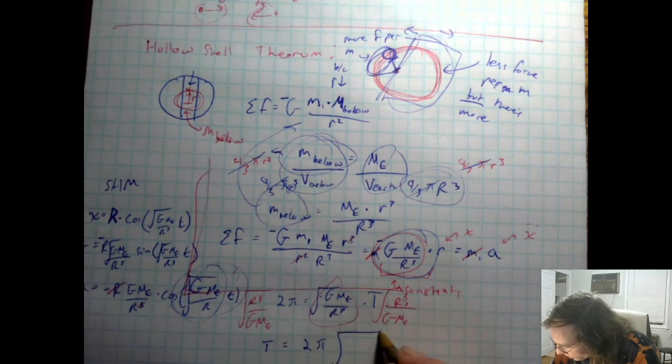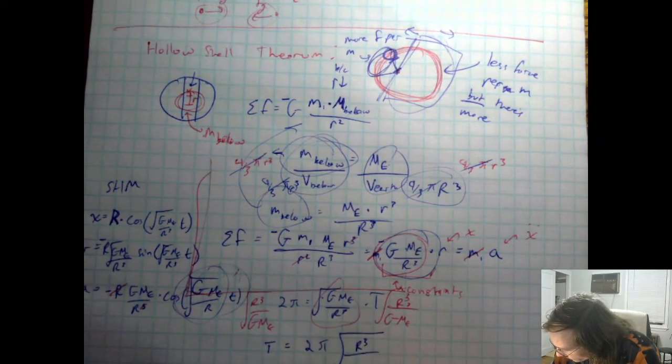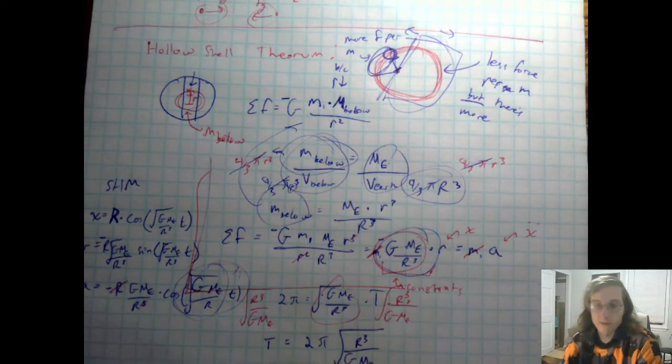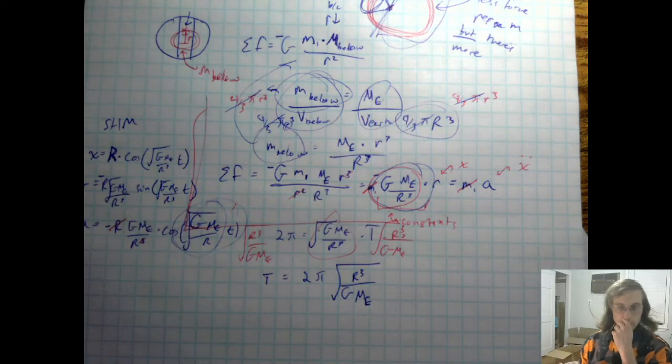gets longer when we have a higher radius planet and shorter when we have a heavier planet. Because when we have a heavier planet, there's more gravity pulling us towards the center. And when we have a larger radius planet, we have less force pulling us towards the center.